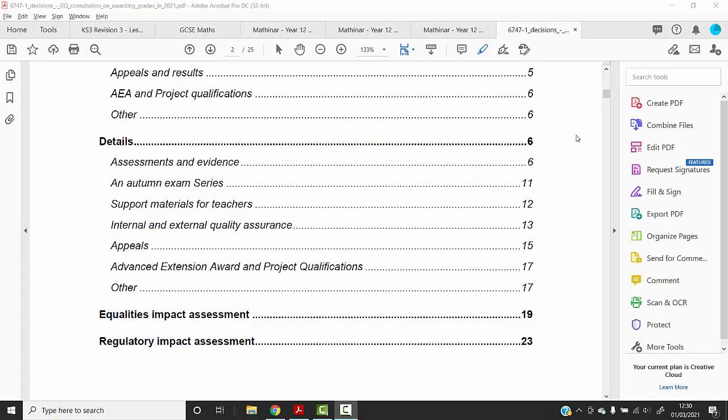Now the rest of the document goes into the details of the sections that we've just been talking about. And if you'd like to find out a bit more about those, feel free to download the document, and there is a link in the description below, and have a read of that on your own.